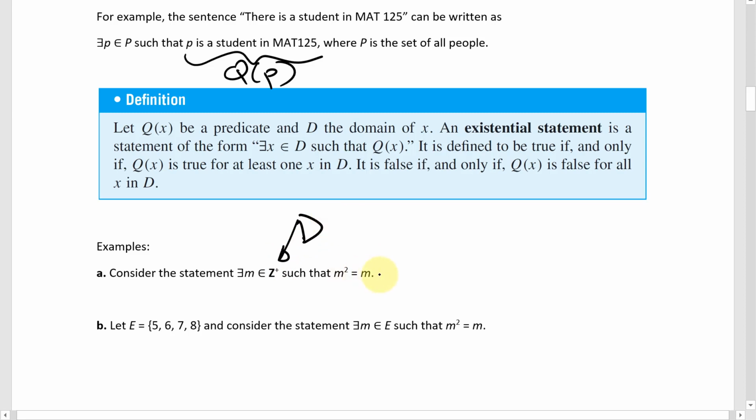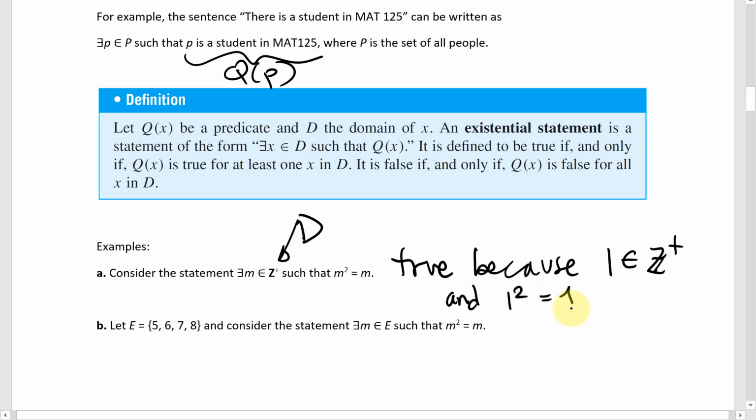And so I would say that this existential statement is true because there is in fact one element, 1, right? This is true because 1 is an element of the positive integers, and 1 squared is equal to 1.